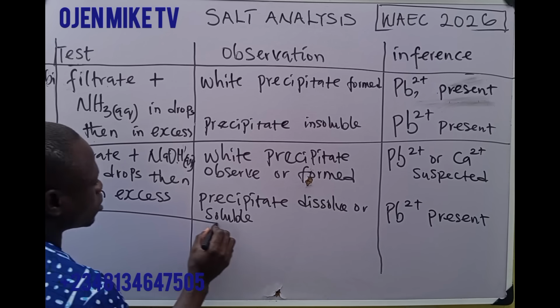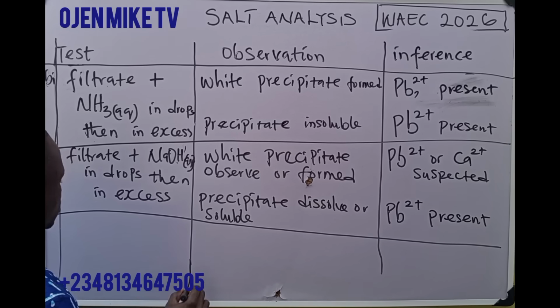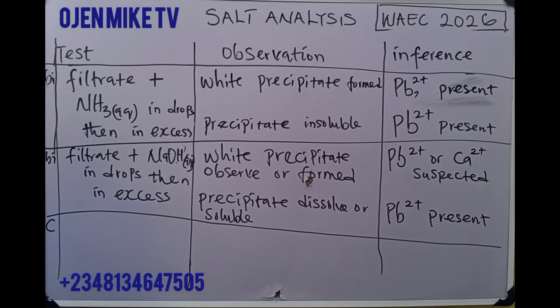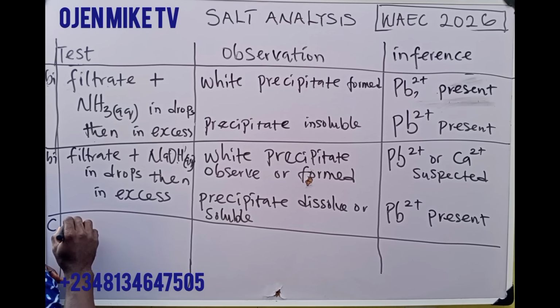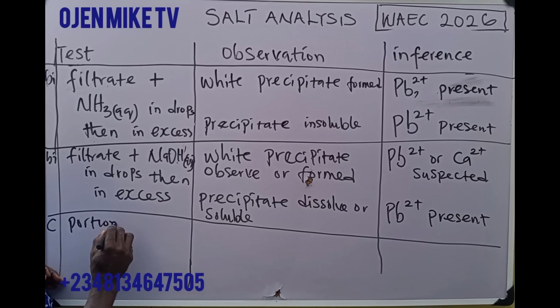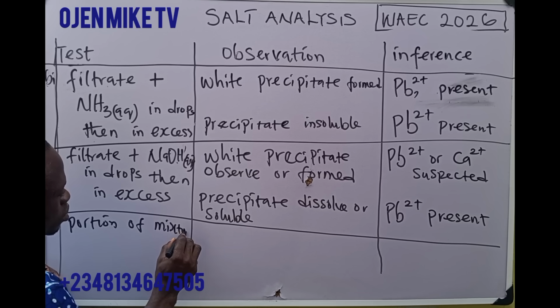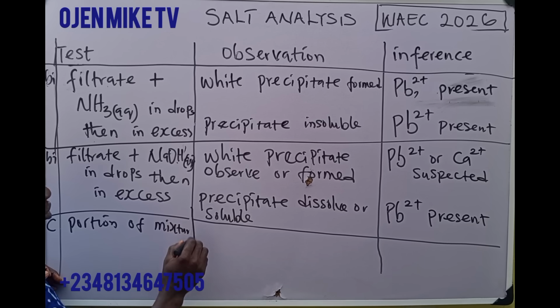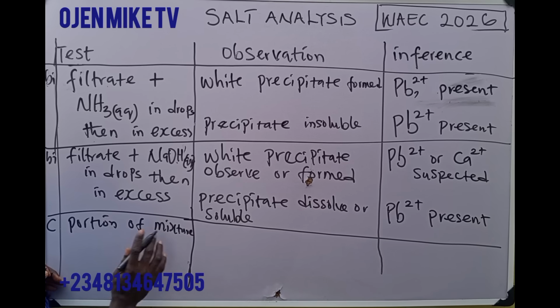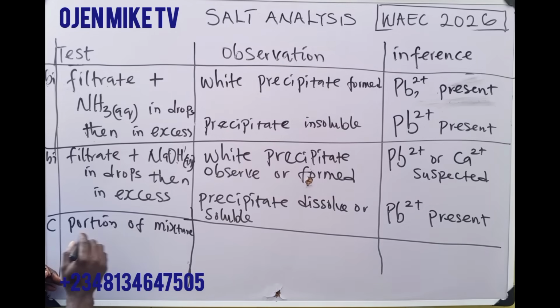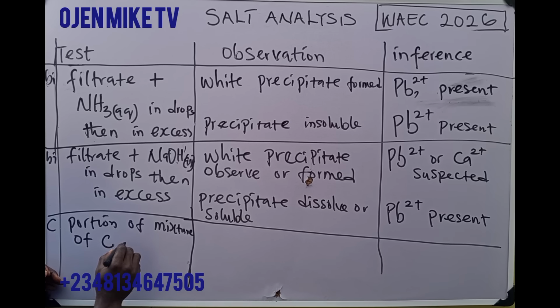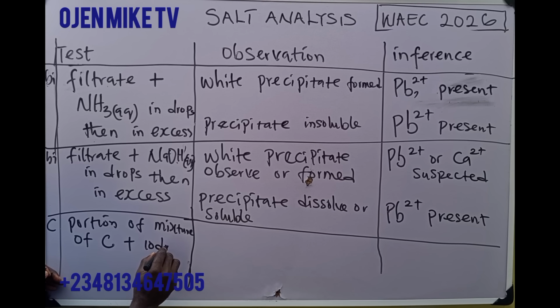Now the other one, the last one, is iodine. So we say this one is C. So we say a portion of the mixture of C plus iodine.